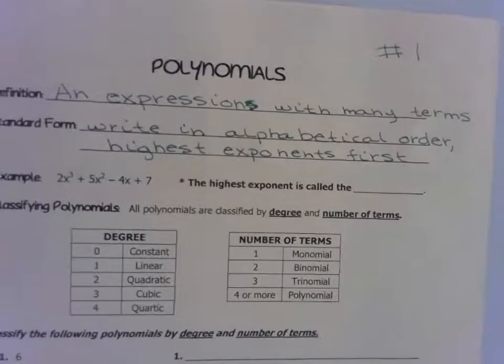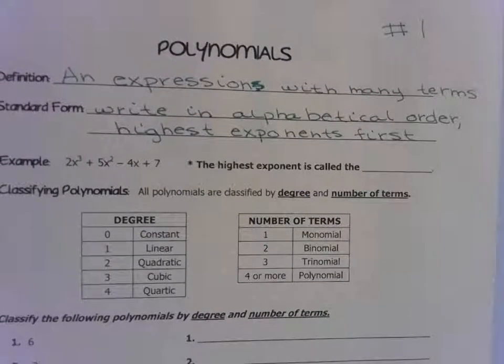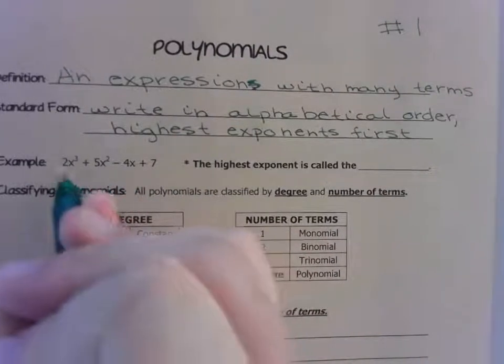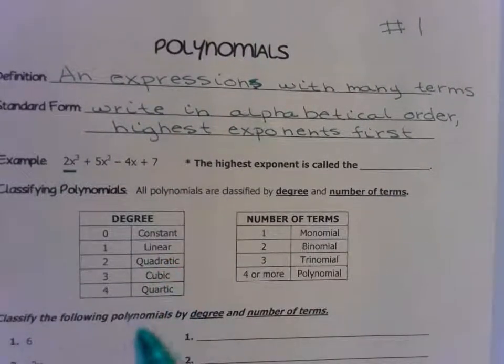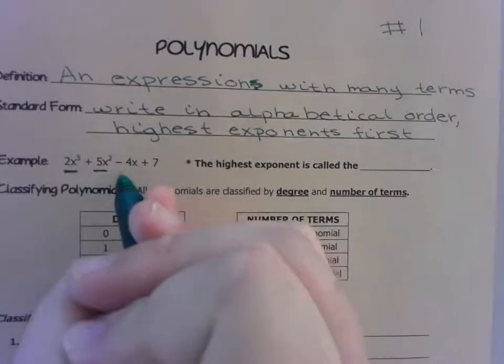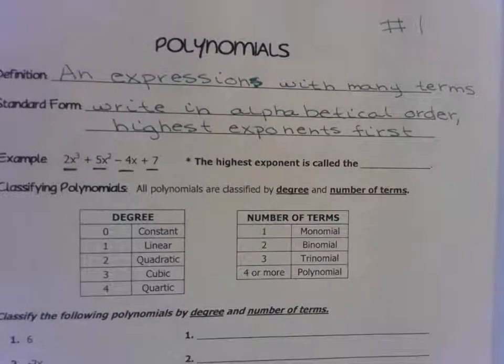And if I look at the example right underneath, you're going to see you can easily identify the terms because they're separated by plus or minus. So here, 2x to the third is a term, 5x squared is a term, minus 4x is a term, 7 is a term. So they are separated by plus or minus.